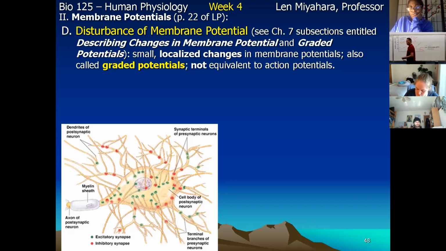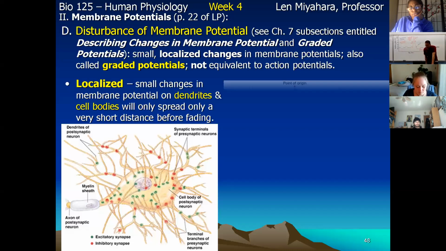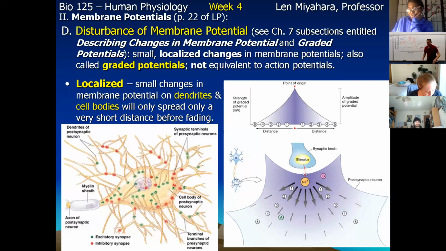Graded potentials are localized, and that means they fade over time or over distance. Action potentials do not fade. It goes to plus 30 at the beginning of that 3 feet. It goes to plus 30 at the end of that 3 feet. It does not fade. But these are localized. And over distance, this figure is showing you these arrows getting smaller and smaller as it goes away from the beginning of the graded potential.